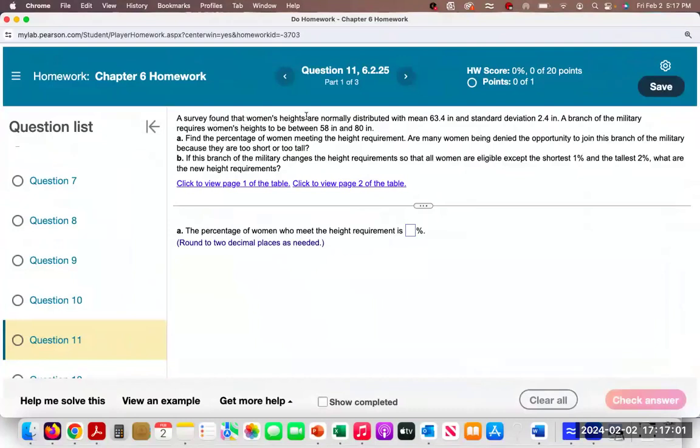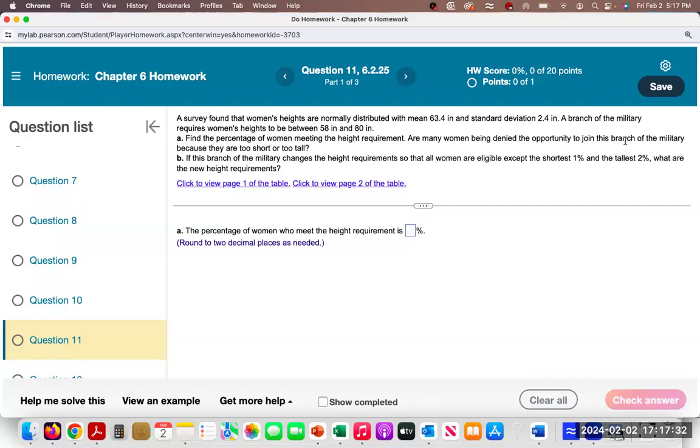A survey finds that women's heights are normally distributed with a mean of 63.4 inches and a standard deviation of 2.4 inches. A branch of the military requires women's height to be between 58 and 80 inches. Find the percentage of women meeting the height requirement. And then we want to know, are many women being denied the opportunity to join this military branch because they're too short or too tall?